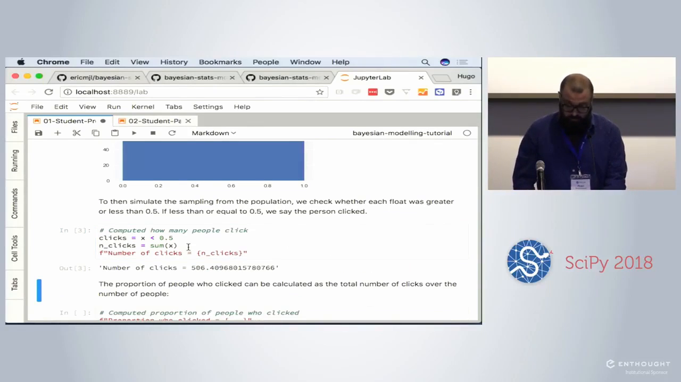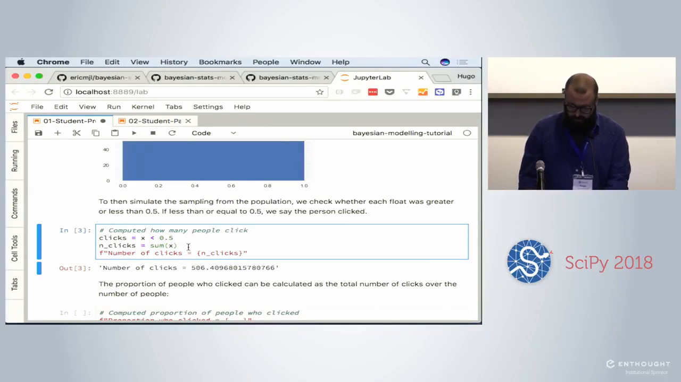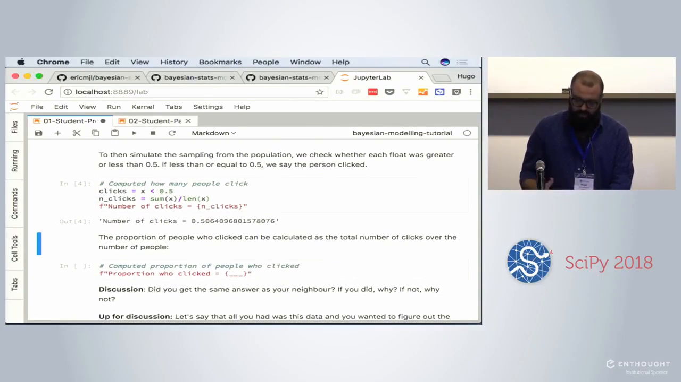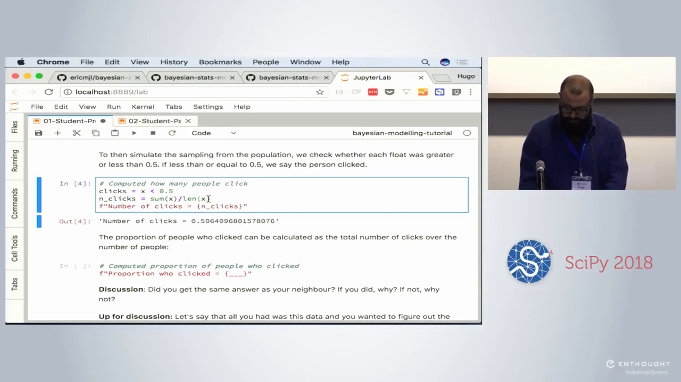Okay, so I've clearly done something wrong. What I've done is I've taken the sum, that's the total number of clicks in this, but what I want to do is divide by the total number of people, which is the length of X, okay? And now what we see is that the number of, I'm sorry, no, I was absolutely right.